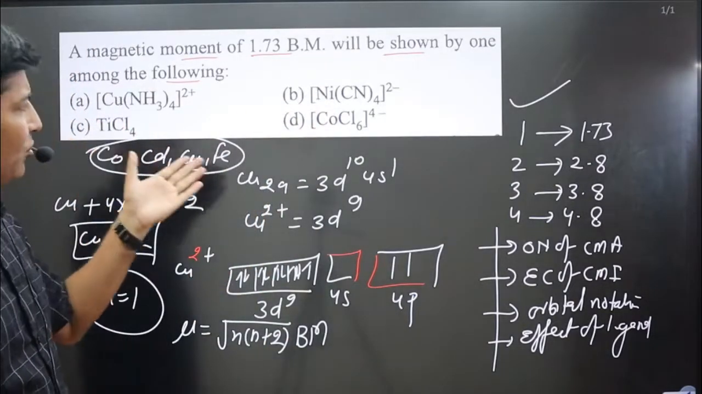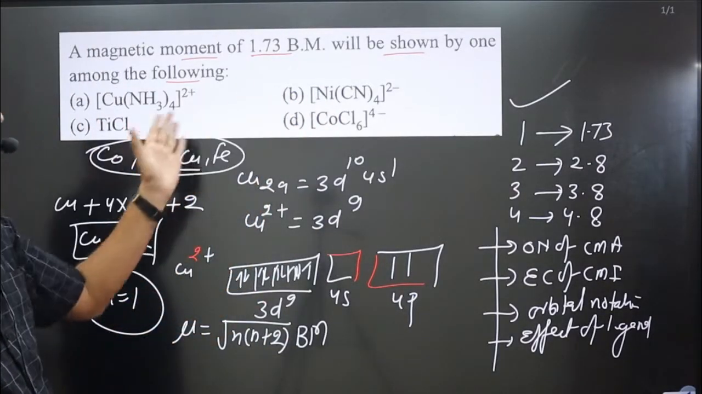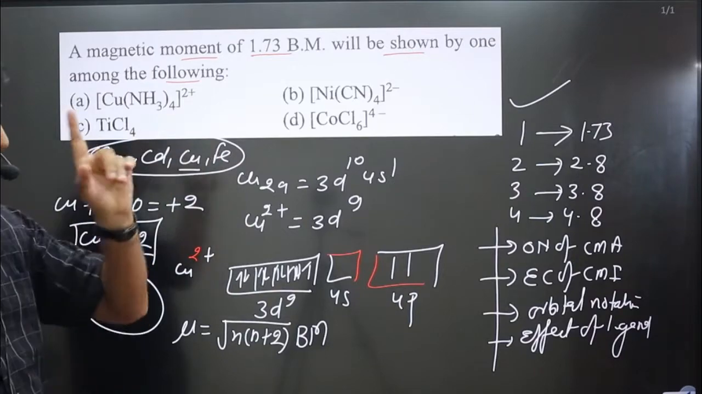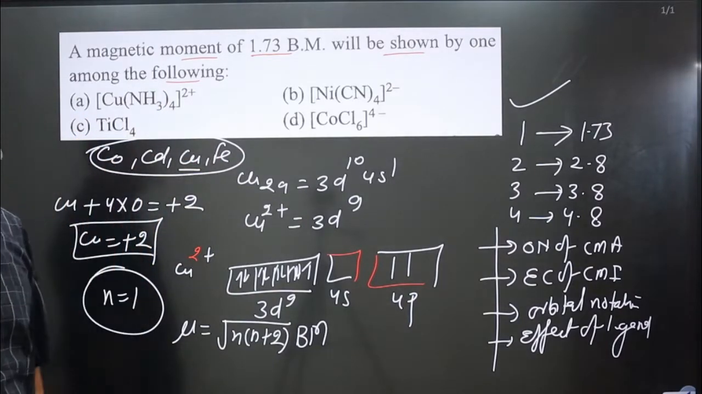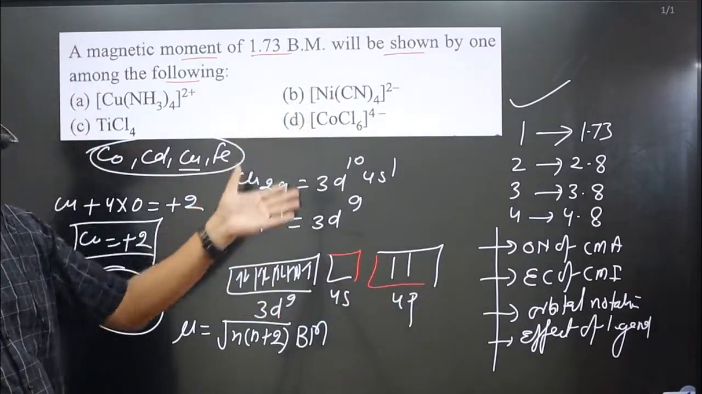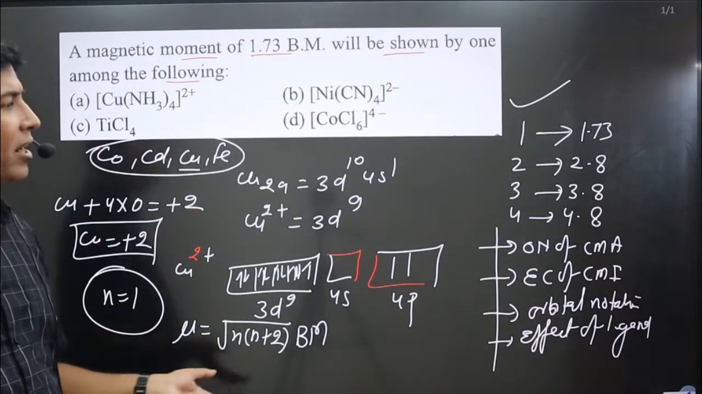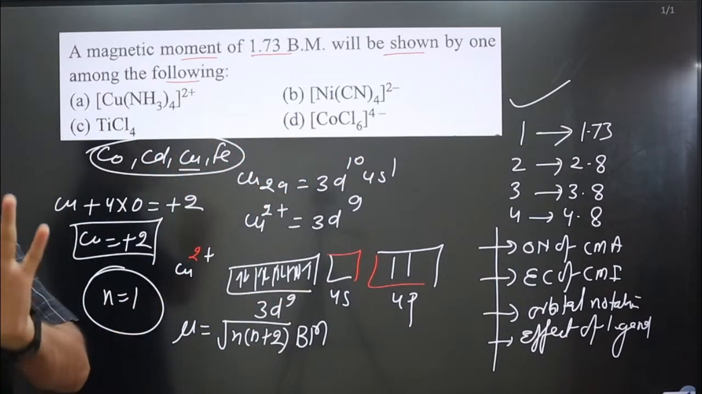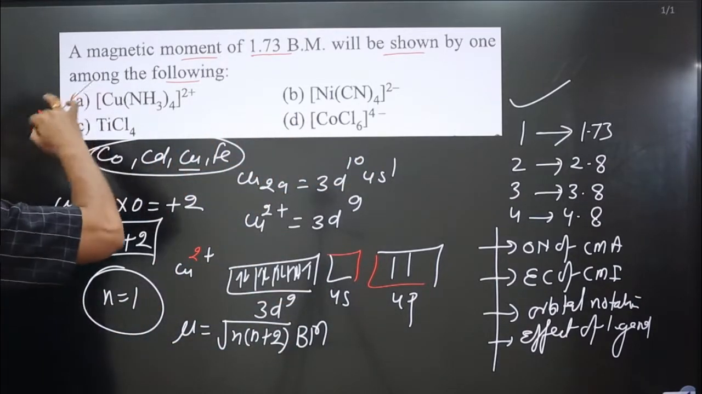For the rest also, if you want to do it, you can do it, but in all these cases you will not get one unpaired electron, because only one option will be correct. So we got the first option. This is the method we follow. We follow these steps to find out the number of unpaired electrons. We use this formula, and based on this we can calculate the magnetic moment. Option A is correct.